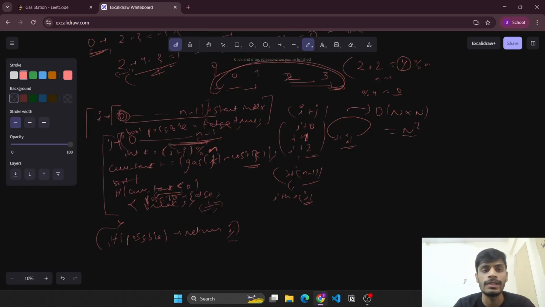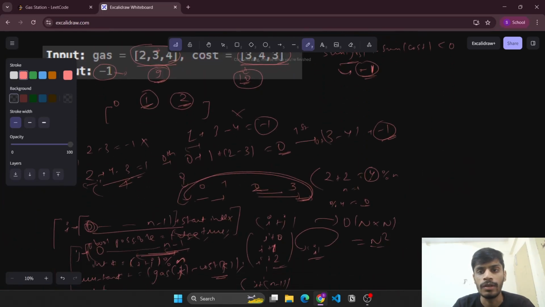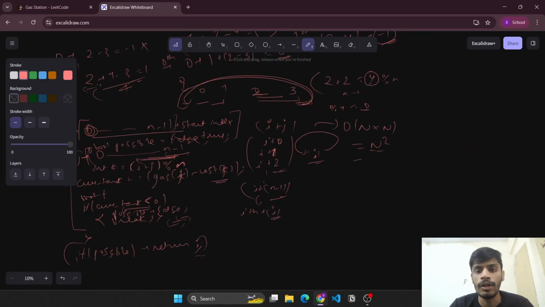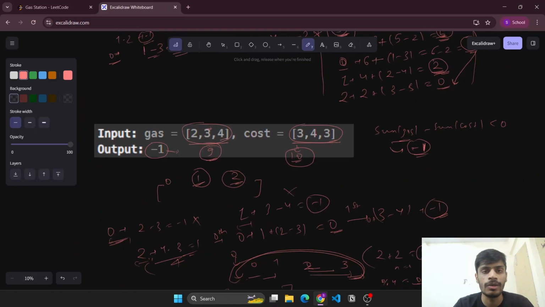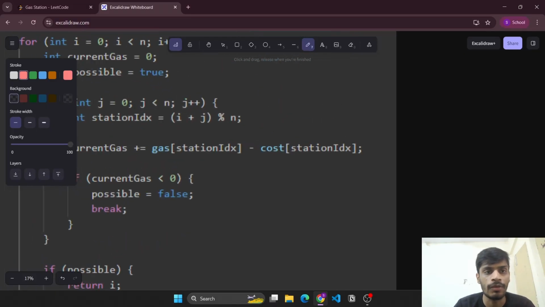If you analyze the constraints, n can go up to 1e5. So this approach will go up to 1e10, which will obviously give us TLE here. Okay, so let's see the code once, so that we can get the approach in our mind.